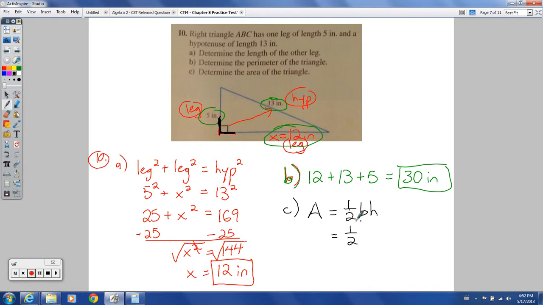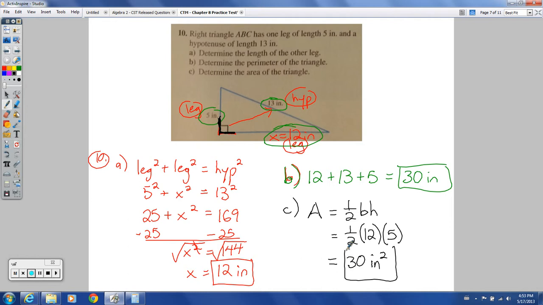So the base, generally we'd probably say it's the bottom, but you got to be careful. Sometimes the picture's rotated, so you can't always say the bottom, but it does work out in this case that it's the bottom. So you've got a base of 12 and a height, perpendicular height to that base is 5. Half of 12 is 6, and 6 times 5, you happen to get the same number as the perimeter. That doesn't happen very often, but it did in this case. This would be inches squared.